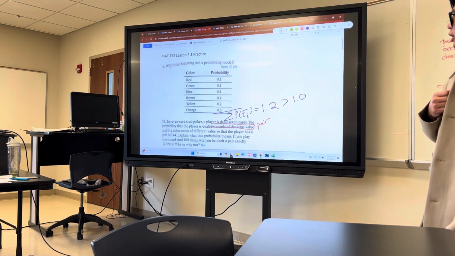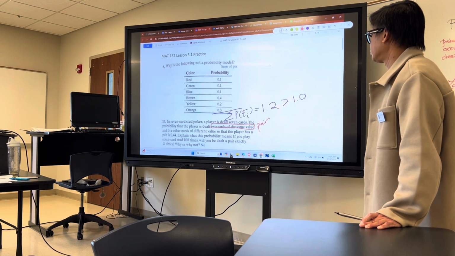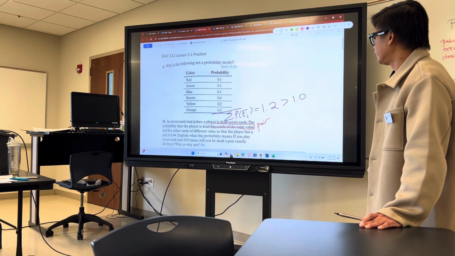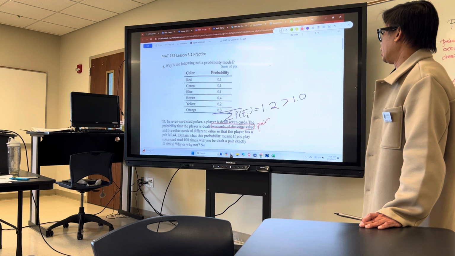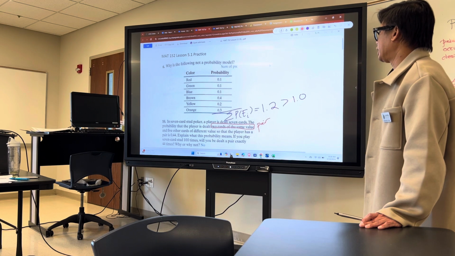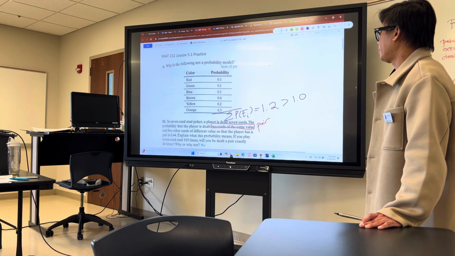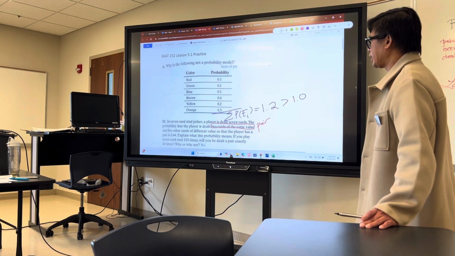And 5 other cards of different value, so that the player has a pair. Yeah, so just 1 pair and the other 5 are different. It's 0.44. Explain what this probability means. If you play 7 card stud 100 times, will you be dealt a pair exactly 44 times? Why or why not?